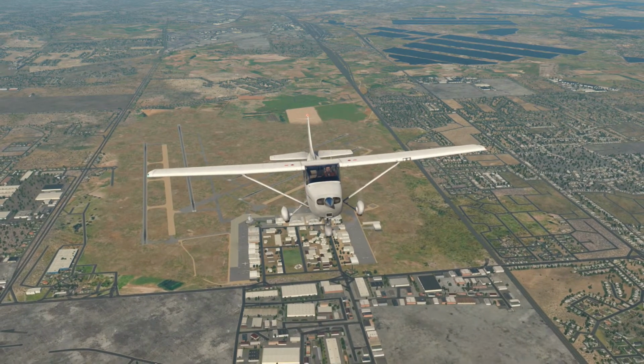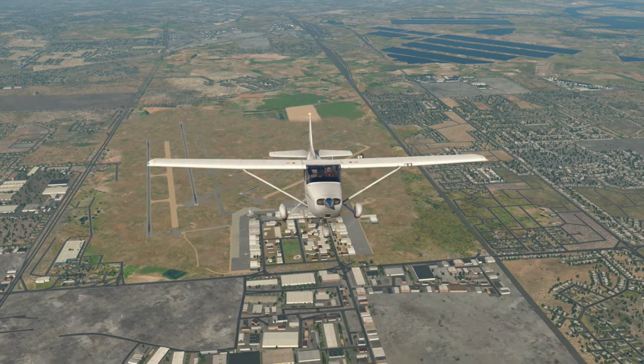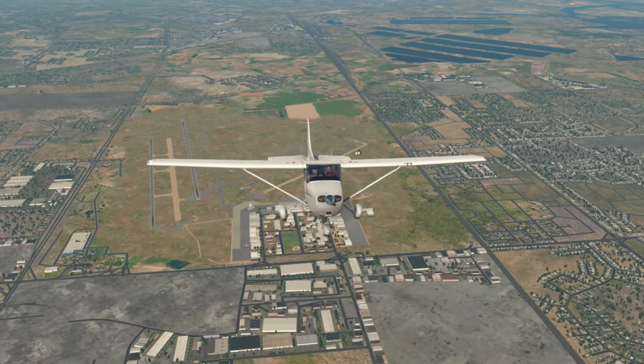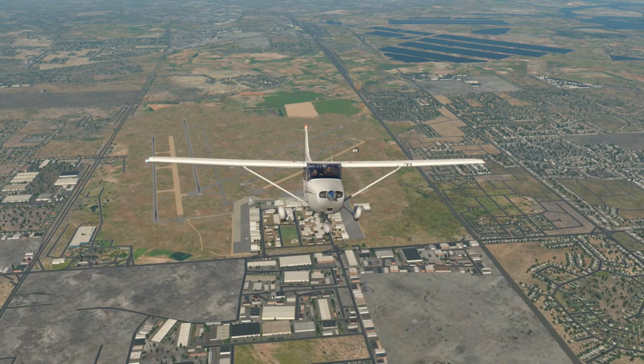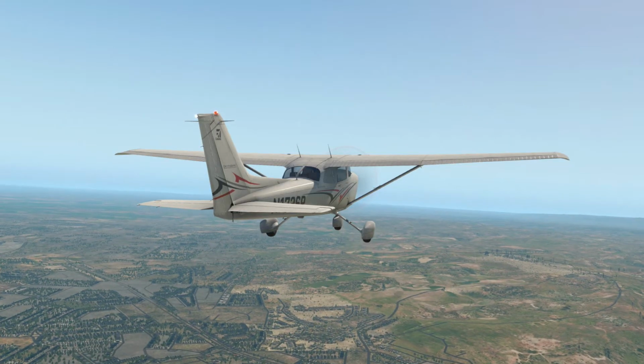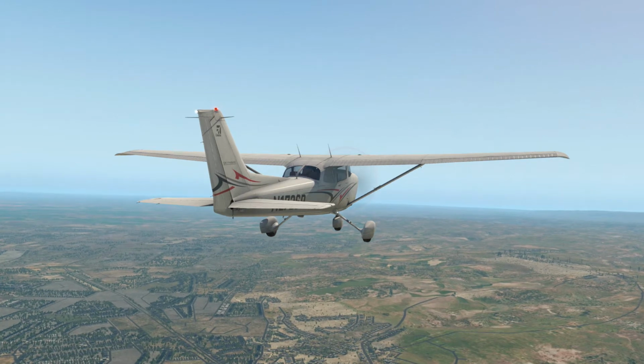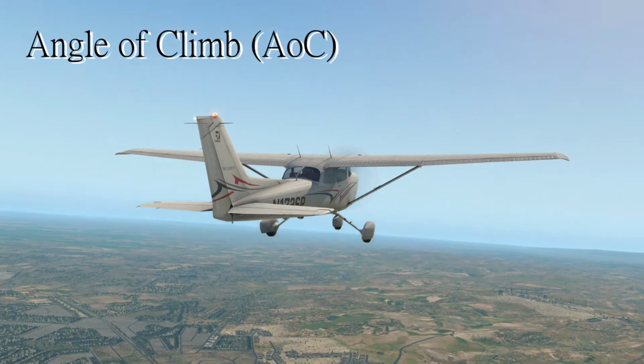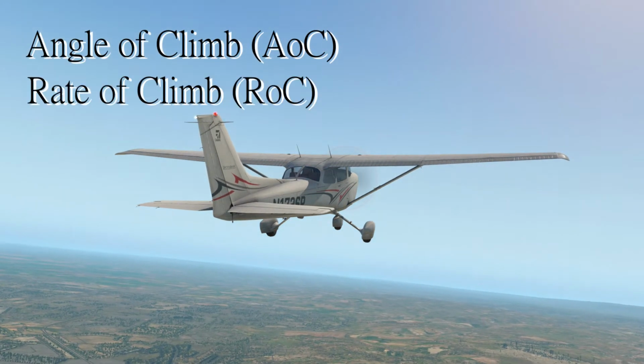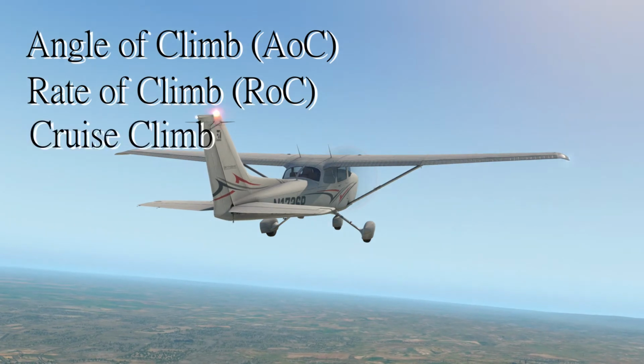We are going to learn how to climb in this video. Climbing can let you change the aircraft altitude during cruising and after takeoff. Before we talk about the technique, we need to learn about the types of climbing. In climbing, we have angle of climb AOC, rate of climb ROC, and cruise climb.